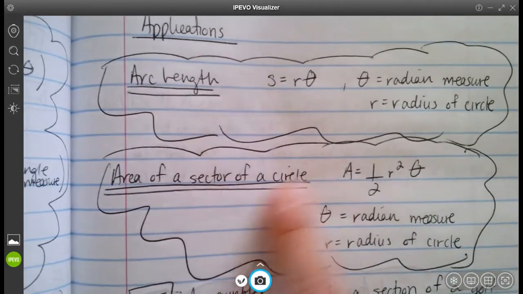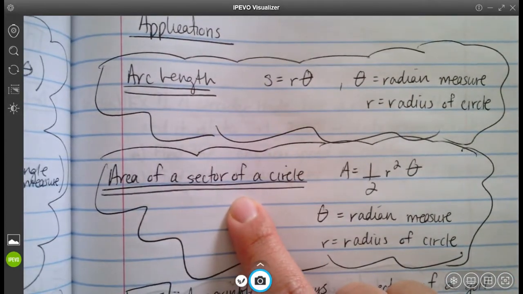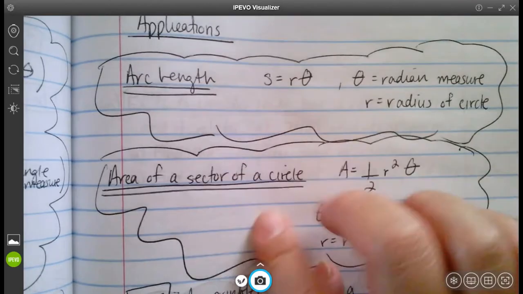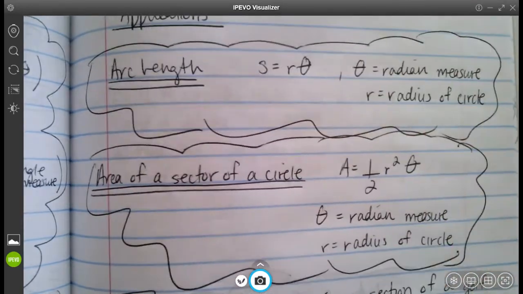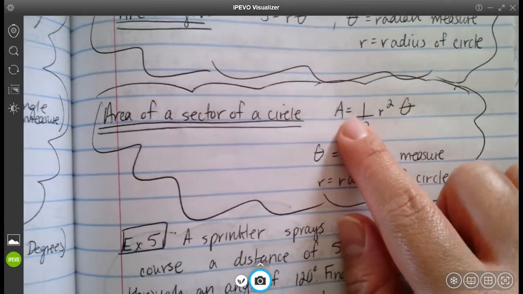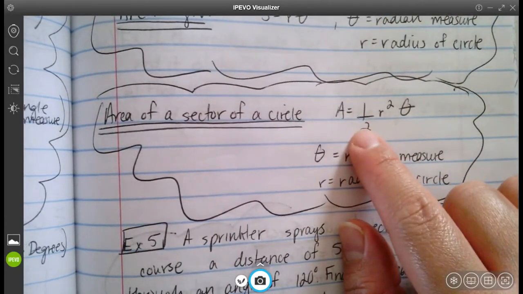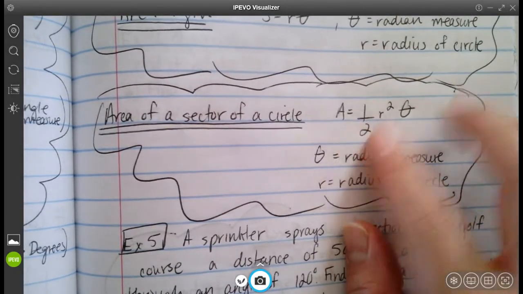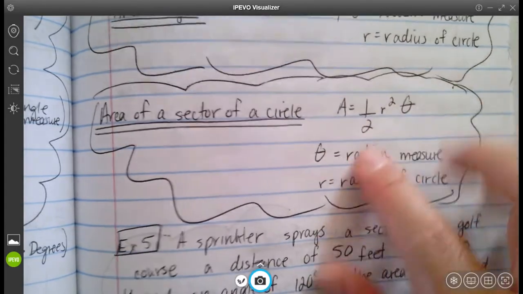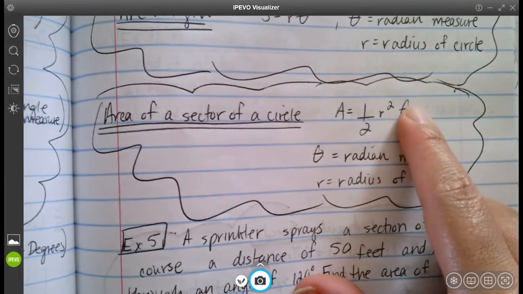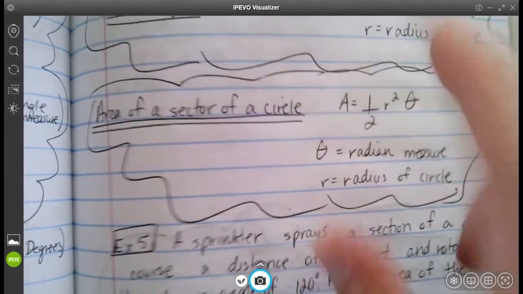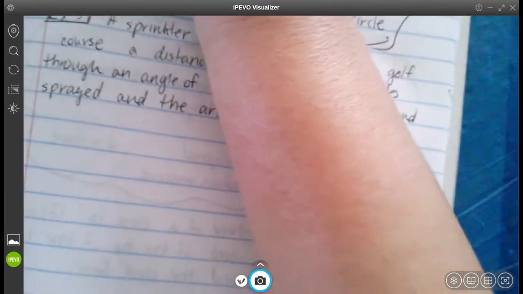Okay. Area of a sector of a circle. Think of a pizza, it's the pizza slice, okay? It is 1/2 r squared times theta. It's somewhat related to a triangle, where you take our radius, square it, and then multiply it times again the radian measure. Okay, so let's go ahead and look at this problem.